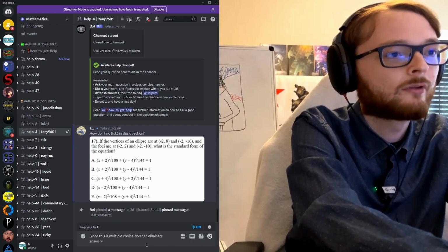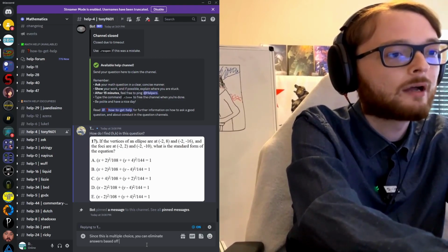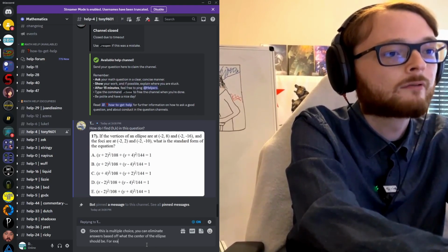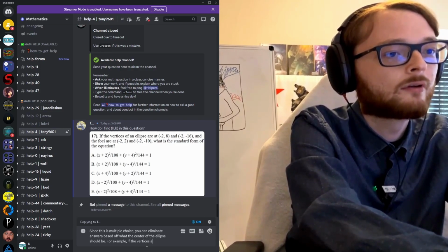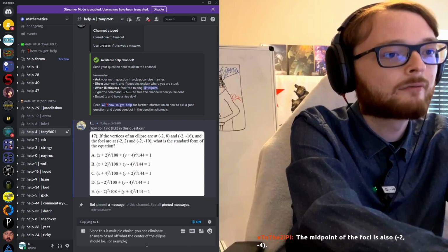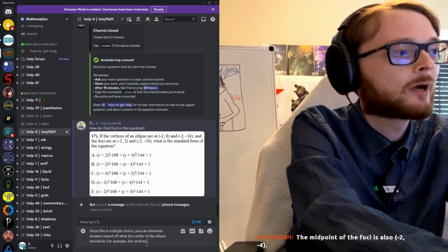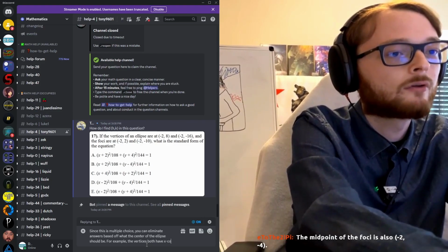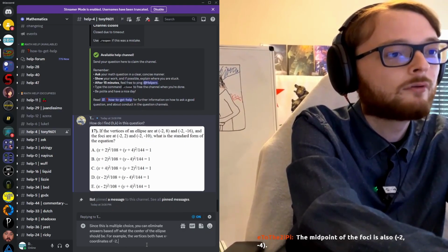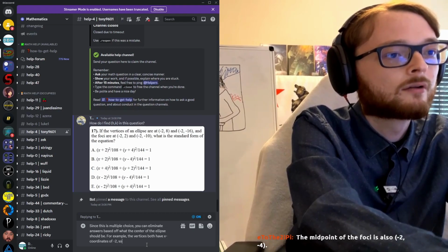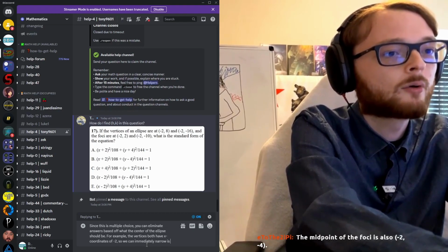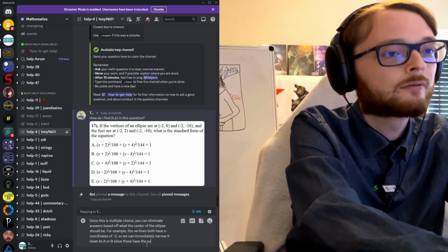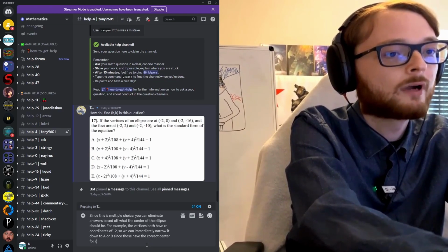You can eliminate answers based off what the center of the ellipse should be. For example, if the vertices both have x coordinates of -2, the midpoint of the foci is also the same. Oh yeah, that makes sense. So we can immediately narrow it down to A or B, since those have the correct center for x.